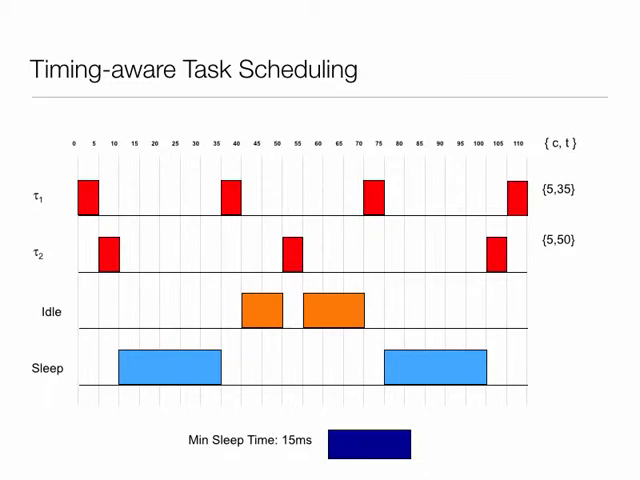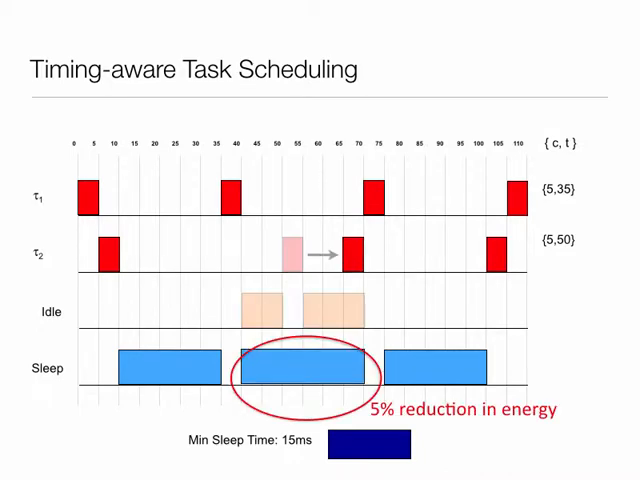This is another example, where we are scheduling some tasks. Because this task got scheduled out here, I have these two idle times, which are fragmented. But what I could instead do is shift this task a little bit, and then have a meaningful sleep opportunity out here. So by changing when the processor is waking up, I may still maintain my timing, but I just do it in the right way.